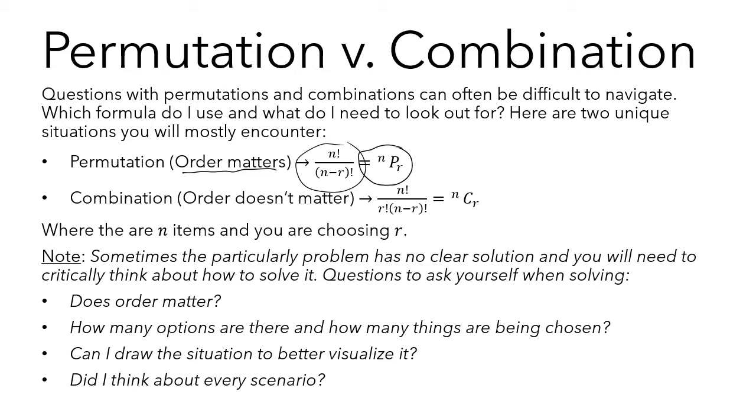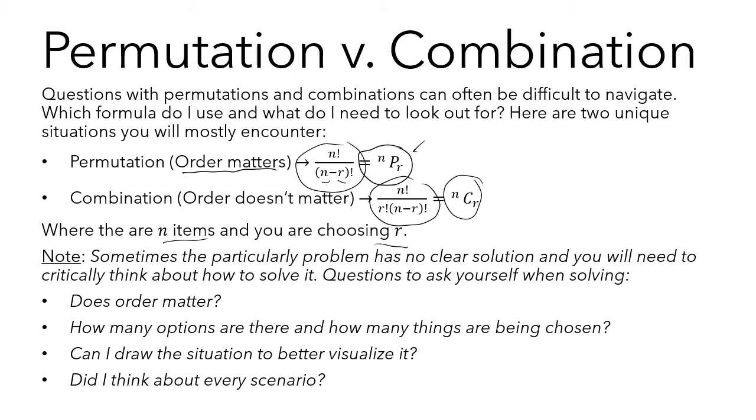Where in this case, n is how many options you have, and r is how many things you're choosing. So we write that in the following notation: nPr, where n is the number of items and r is how many you're choosing. When order doesn't matter, that's known as a combination, and our formula for that is n factorial divided by r factorial times n minus r factorial, and we write that as nCr, n choose r, with the C.